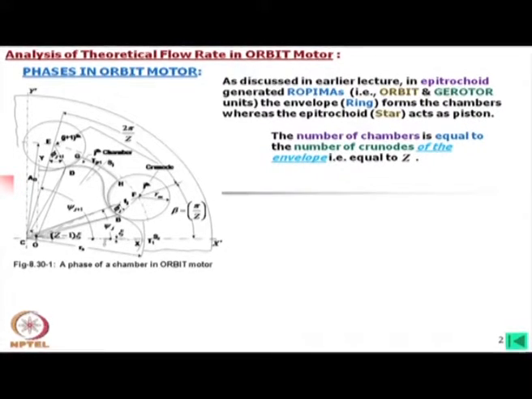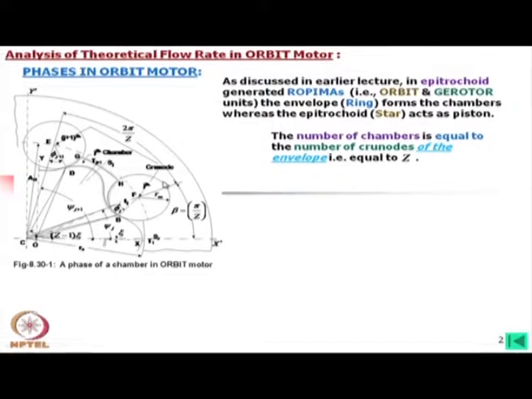It was also discussed that the number of chambers is equal to the number of chronodes of the envelope, that is equal to Z. So the number of chambers will be equal to the number of rollers in this case, or sometimes the integral part of the envelope, whereas we know the lobes of the star will be 1 less than this. So here there will be 6 lobes if we take Z equal to 7.